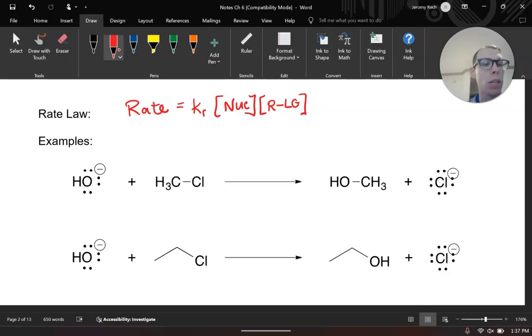That is going to serve as our nucleophile. We know that's going to be our nucleophile because of its negative charge. If it didn't have a negative charge, it could still be a nucleophile, but we'll be looking for electron density, specifically in the case of lone pairs. Our substrate is going to be our other component.